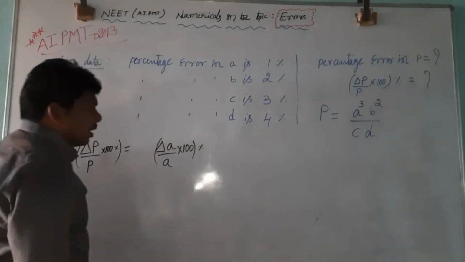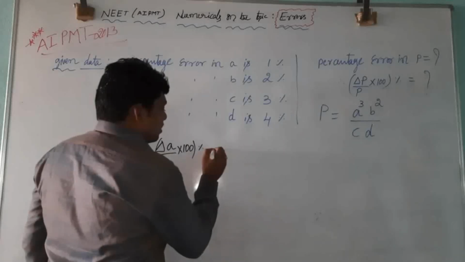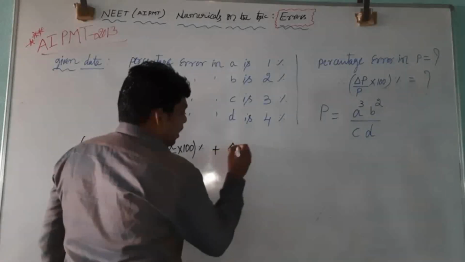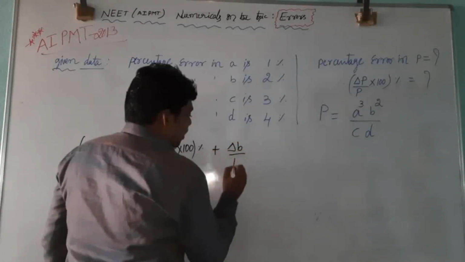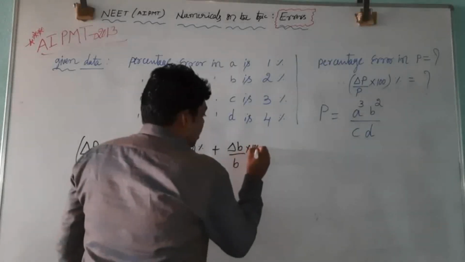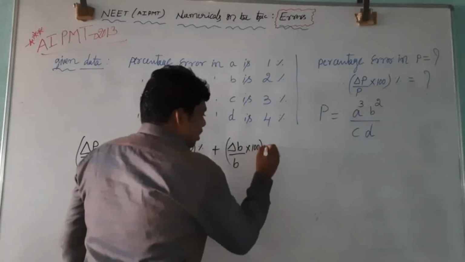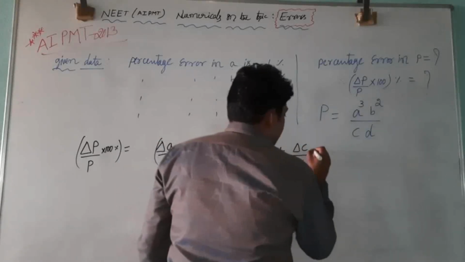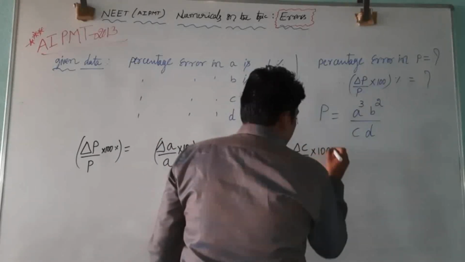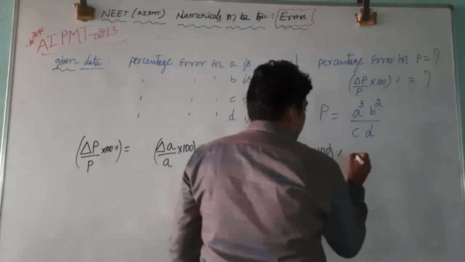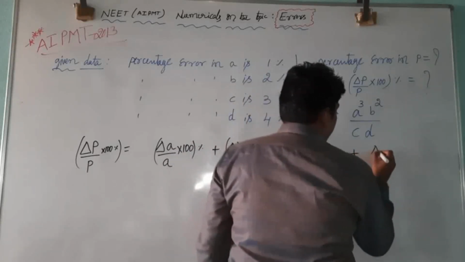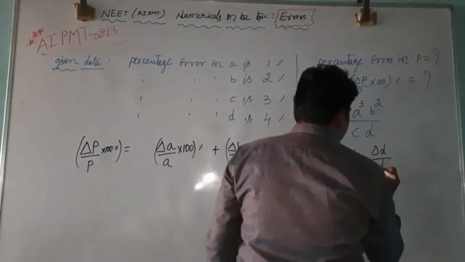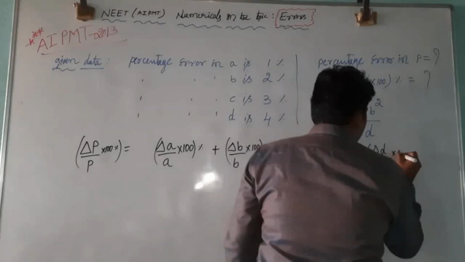Okay. Now, plus another one is what? Delta B by B, plus delta C by C, plus delta D by D.